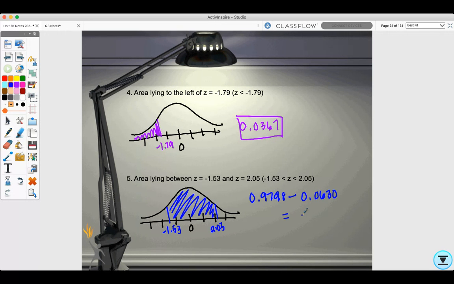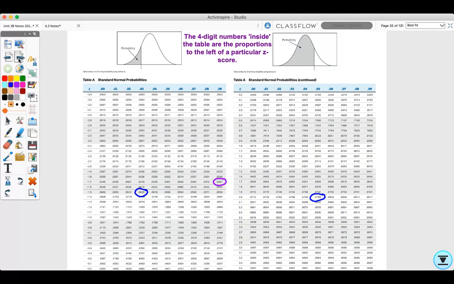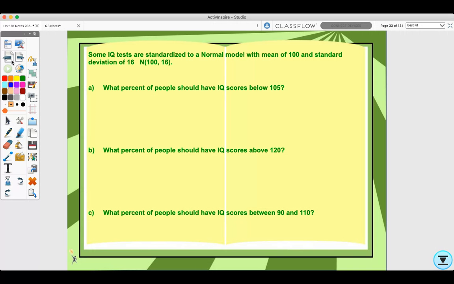And I'd subtract those two, and I get an area of 0.9168 would be my answer. And that is how you use the table. So now let's look at an example. This example is not included on your paper, so you might want to actually write it on the back.